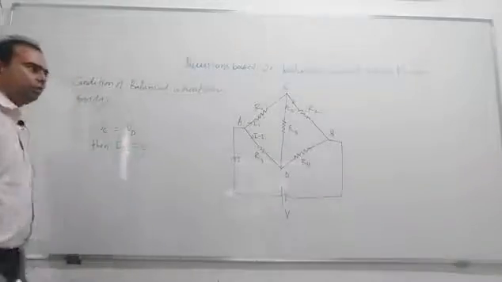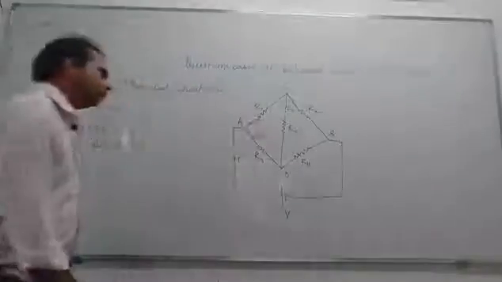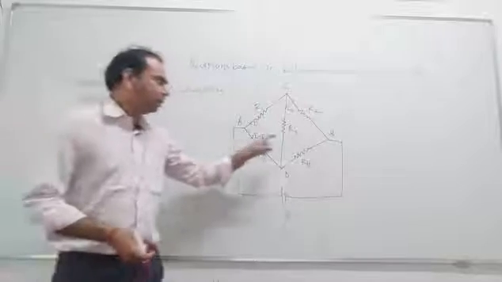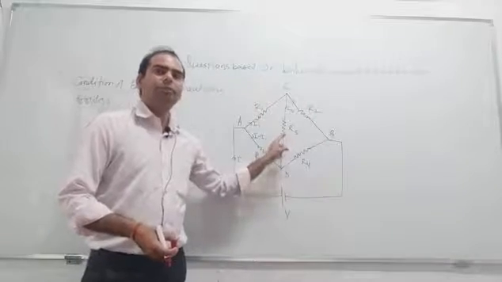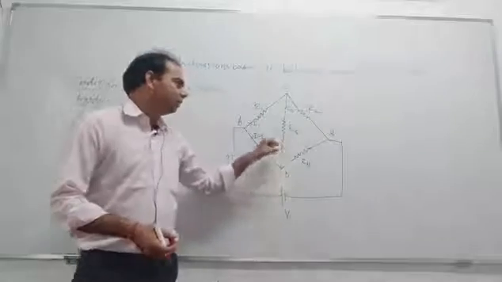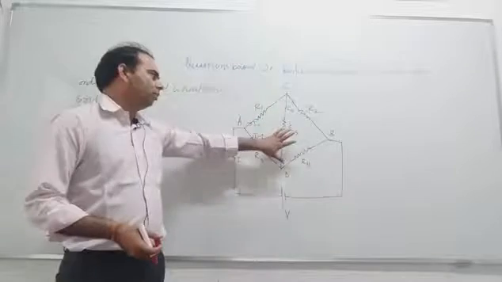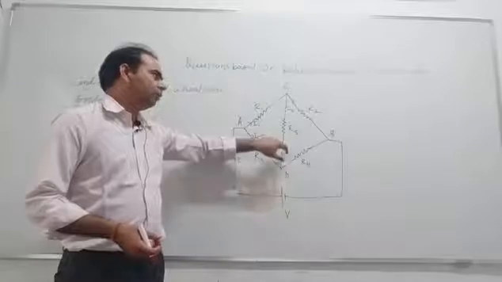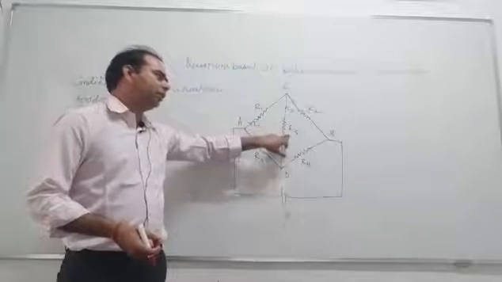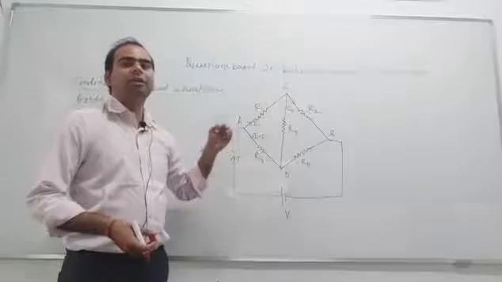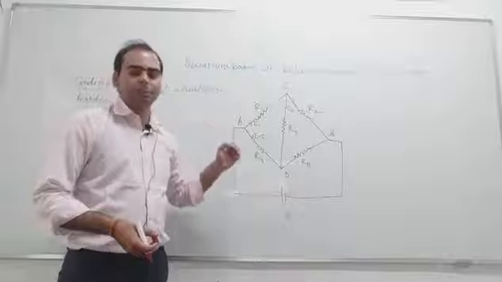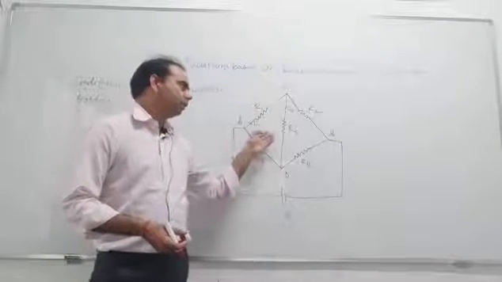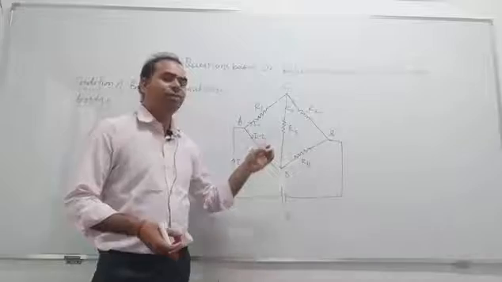When this becomes equal to 0, then the impedance of this R5 becomes 0, or nothing, right? There is no effect of this R5 resistance because there is no current flowing through this resistor. So due to this we can easily remove this R5. Then when you remove this R5, the circuit becomes very easy.